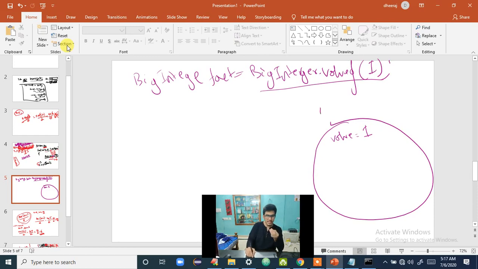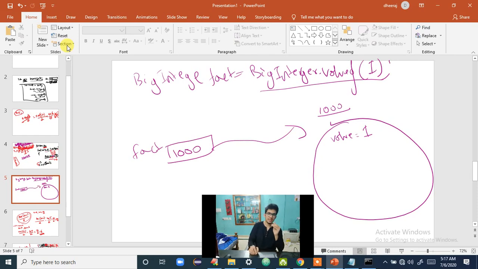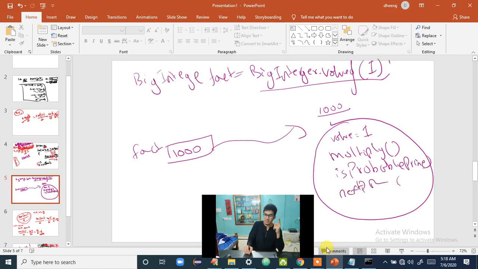So this new object has an address, 1000, and that 1000 is stored in the fact variable. I want you to understand this. Inside this object, what is there? All the inbuilt methods and variables of BigInteger are there. What are the methods of BigInteger? We'll see that. One of them is multiply. Yesterday we had seen isProbablePrime and nextProbablePrime, those are also methods. All of these methods are present in this object.